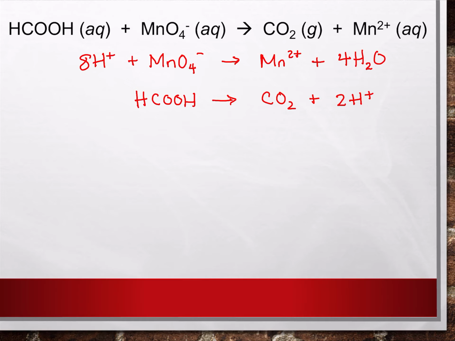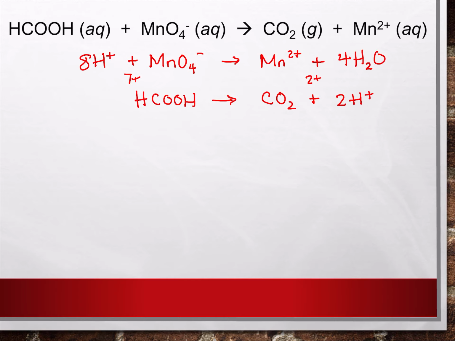So if we are looking at the first reaction, on the left-hand side, we have an overall charge of 7+ because we have 8 positives and 1 negative, so overall, this whole side has 7+. If we are thinking about the right-hand side, overall our charge, we have a 2+ plus 0, so overall we have 2+ on this side.